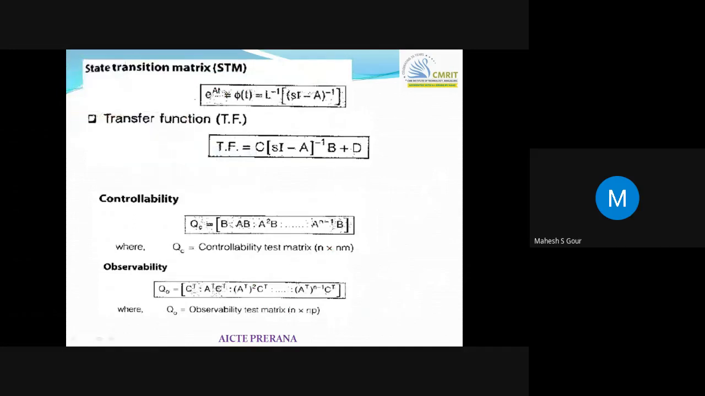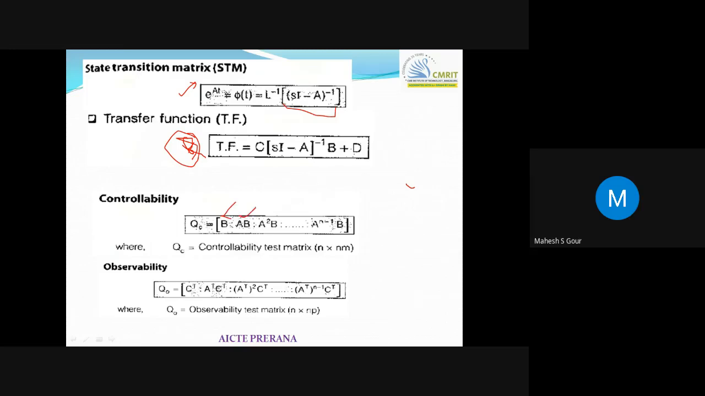Okay, so I'll revise once. The state transition matrix is (sI minus A) inverse. Transfer function, you can copy down this transfer function as my 7th. When you are solving problems, this won't matter much. You can use the formula y of t equals C x of t plus D u of t, and you can solve. So controllability is B, AB, A squared B.